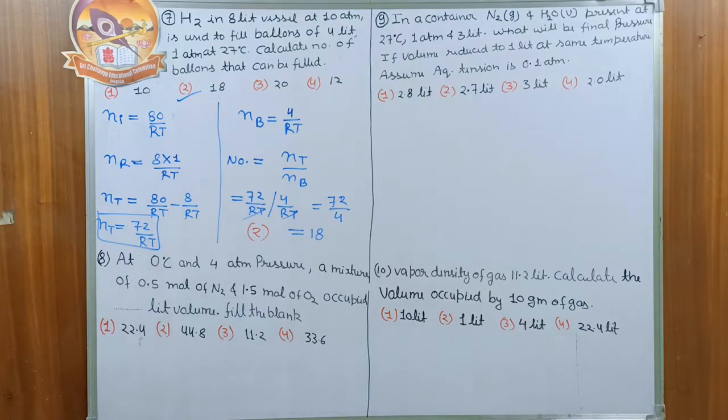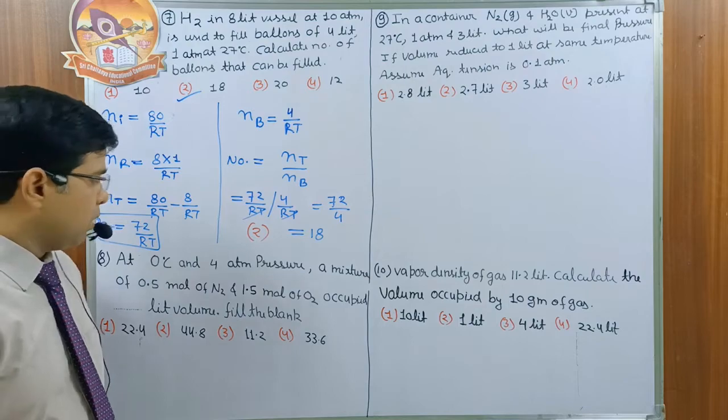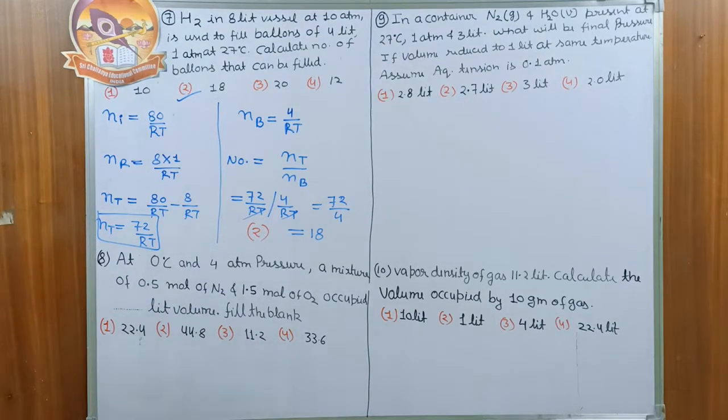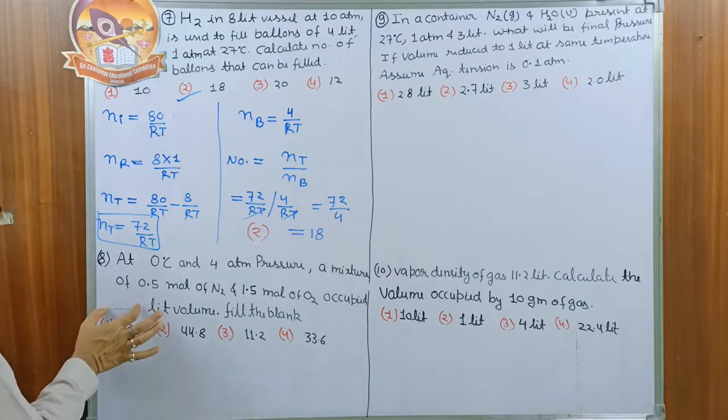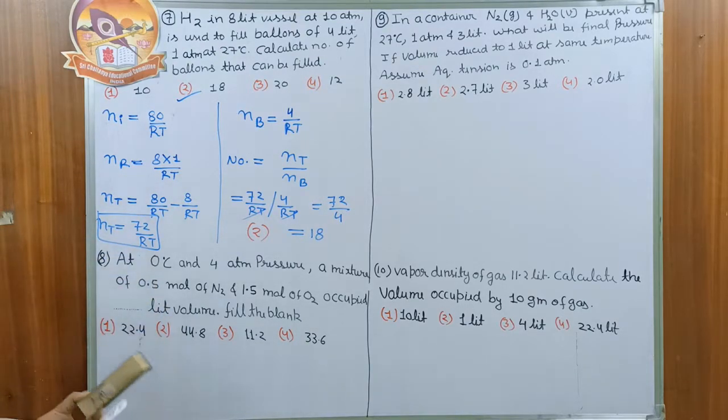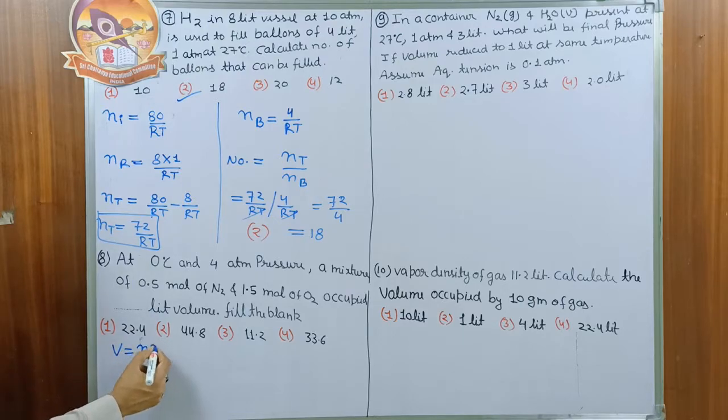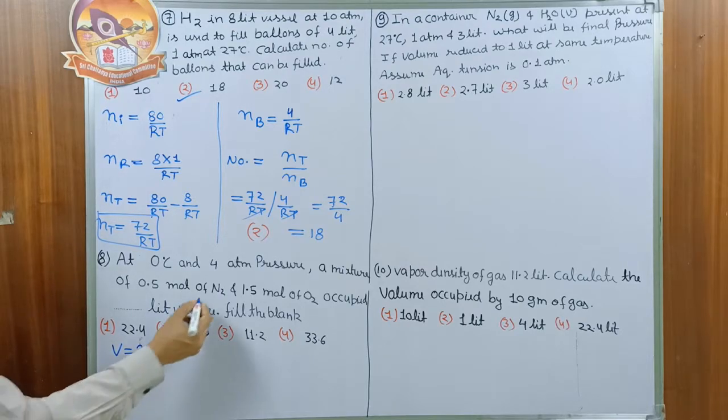At 0 degrees centigrade and 4 atmosphere pressure, a mixture of 0.5 mole of nitrogen and 1.5 mole of oxygen occupies blank liters of volume. Fill the blank. We have to find the exact value which we have to fill here. This is, I think, an easy question, because we know PV is equal to nRT and volume becomes nRT upon P.